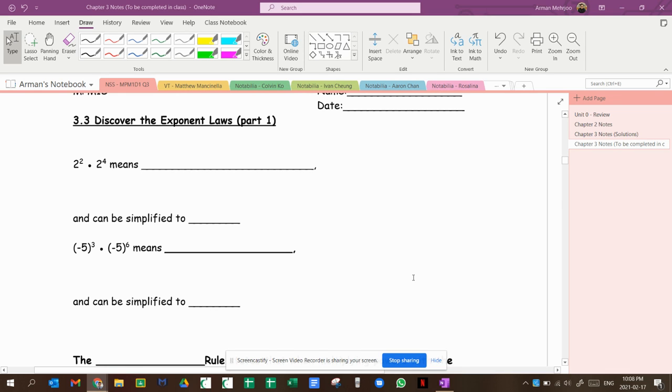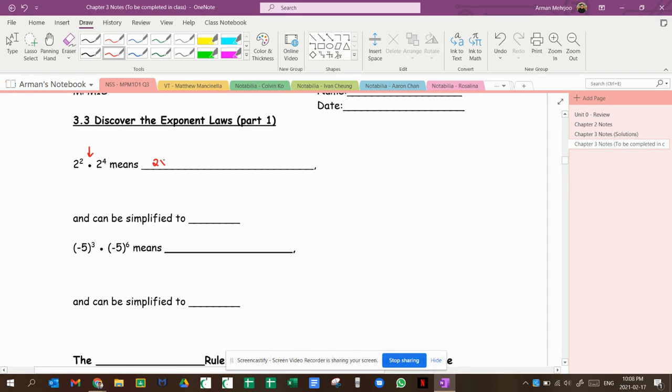All right, so we're doing 3.3, discovering the exponent laws. Let's start. What is 2 to the exponent of 2? By the way, this means multiply, if you haven't seen this before. But 2 to the exponent 2 multiplied by 2 to the exponent 4. What does that look like?